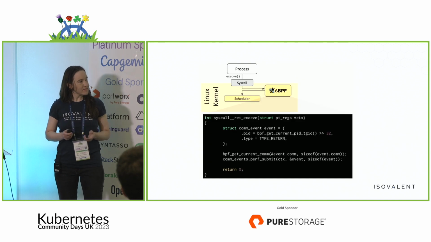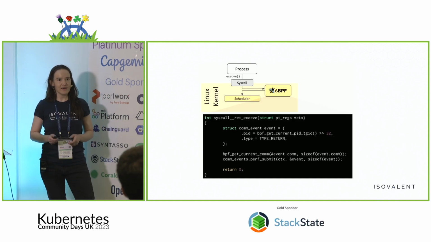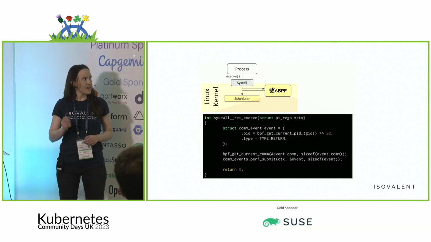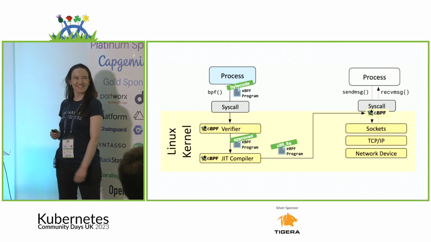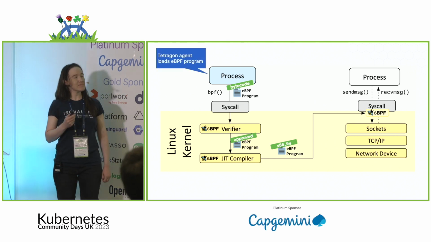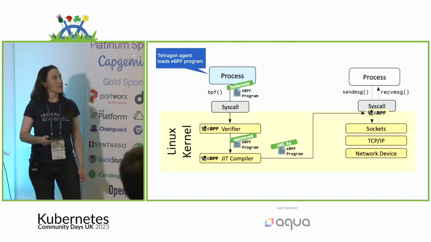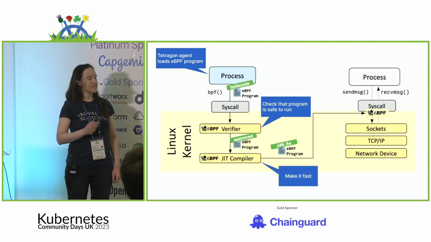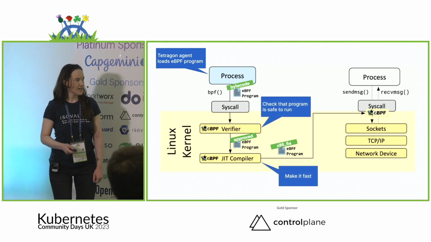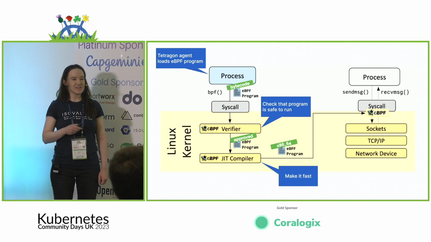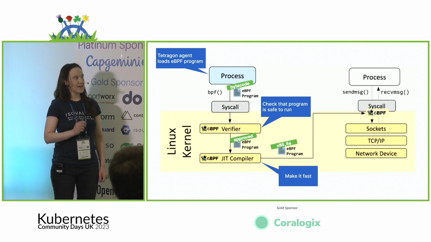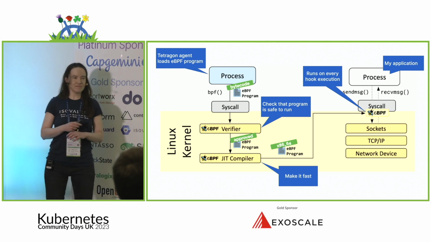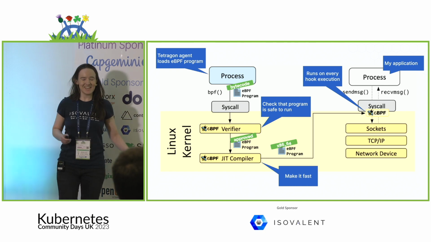And eBPF programs are written in C, usually, and then they are attached to a hook point inside the Linux kernel. So here's a picture of how it works in more detail. First, some kind of agent, for example, Tetragon, loads an eBPF program to the kernel using a BPF syscall. Then the verifier checks that the program is safe to run. Then the just-in-time compiler compiles the program, makes it fast. And after that, our application, written in whatever language, doing whatever we need it to do, just does its job.